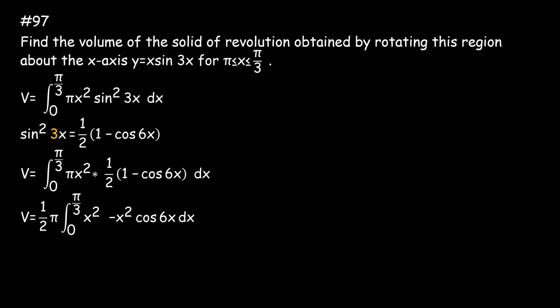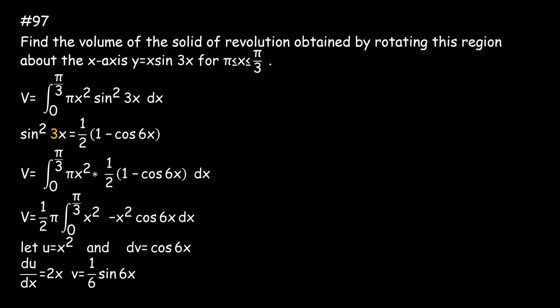Now, the problem will be to work out the integral of x squared cos of 6x. We would need to let u be x squared and dv be cos 6x, which is integration by parts. I think this time around we need to differentiate twice to get rid of the x completely. So differentiate that, we'll have du by dx equal to 2x and v equal to 1/6 sine of 6x.